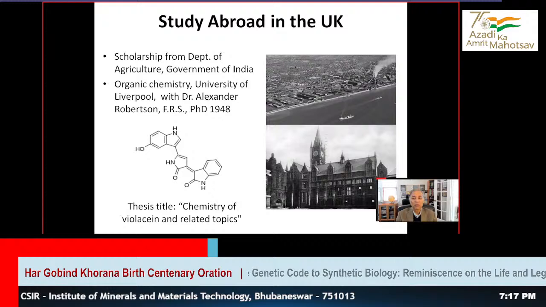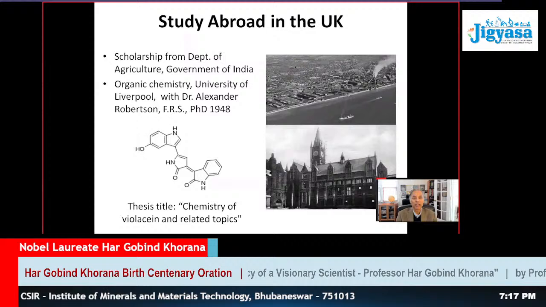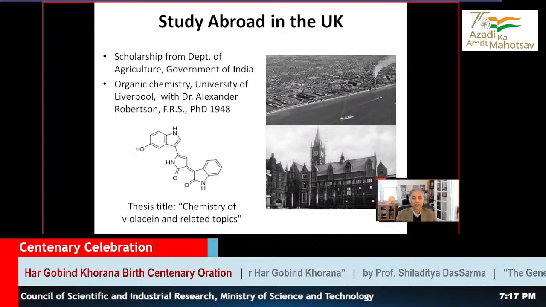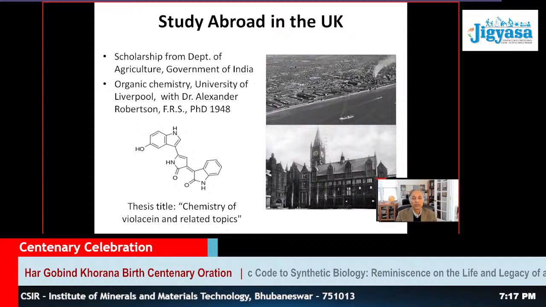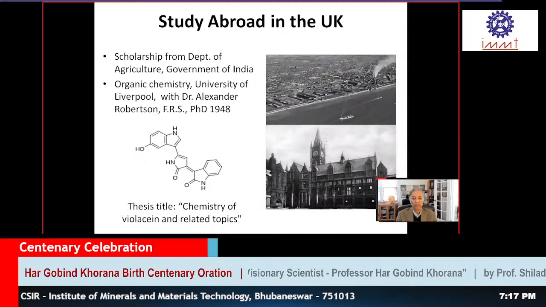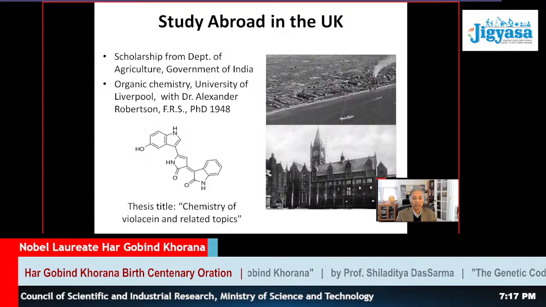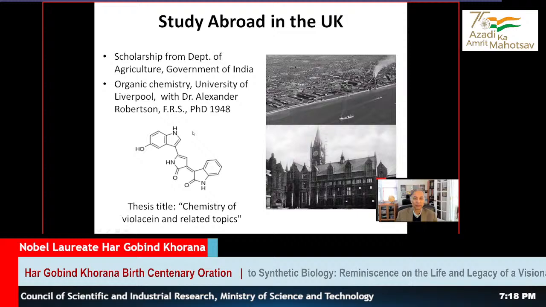But Khorana was a very focused student, and he was able to win a scholarship to study abroad in the UK through the Department of Agriculture, Government of India. He studied organic chemistry at the University of Liverpool with Dr. Alexander Robertson, a fellow of the Royal Society, for 3 years, and earned his PhD in 1948, studying alkaloids and other natural products. The structure shown is for violacin, which is a plant alkaloid. And you can see that it had a ring structure with a nitrogen not too dissimilar from nucleic acids.